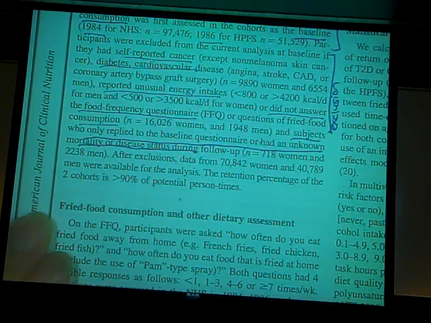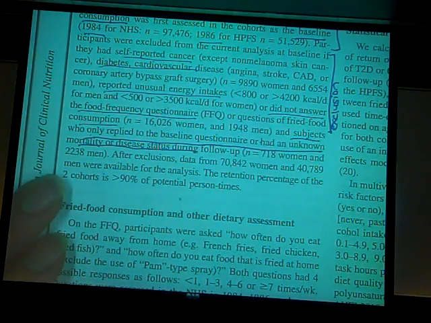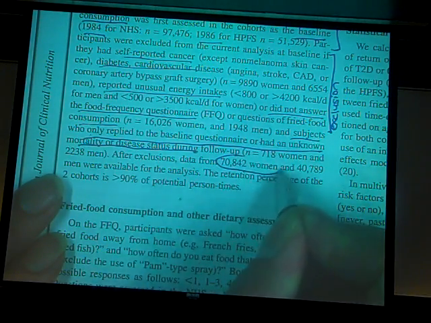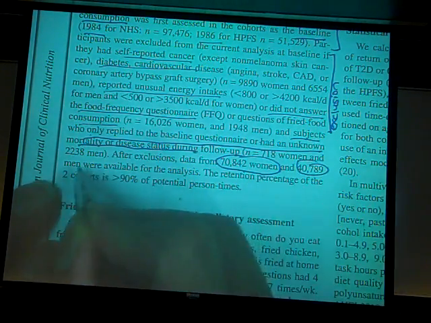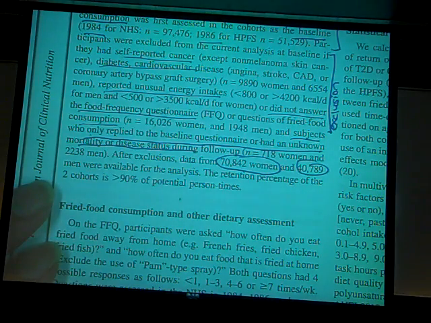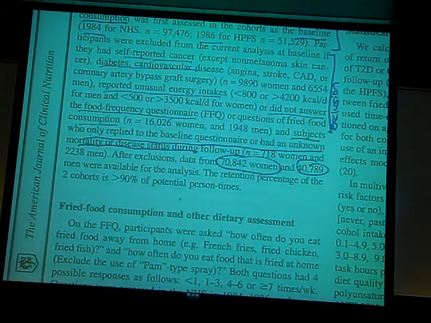Now, based on this inclusion and exclusion criteria, you can see what the sample size for this particular analysis is. So there are just over 70,000 women and just over 40,000 men who are available for analyses. And those were the people who started the study that we had information on.